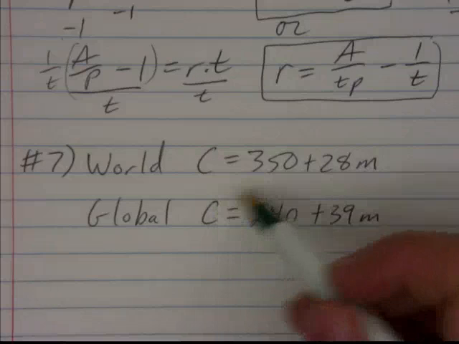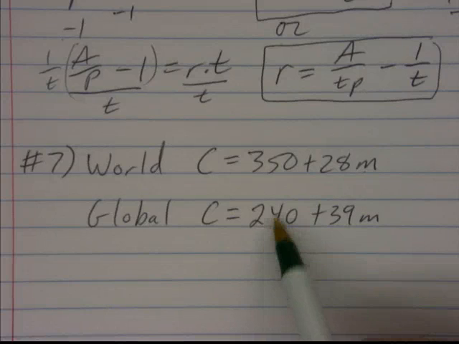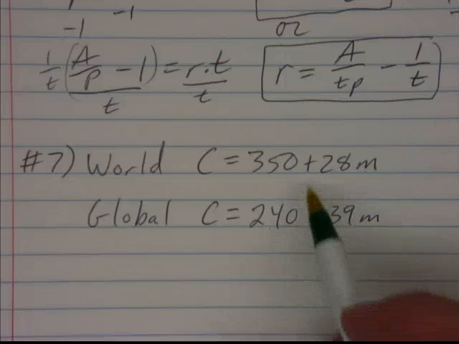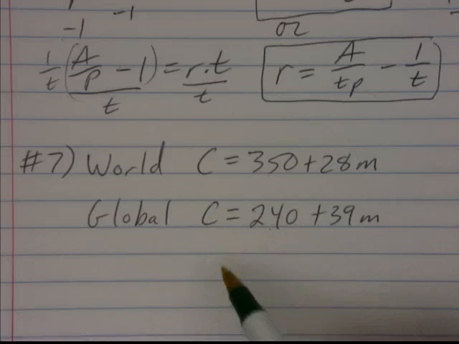Now what we'd like to do is notice that Global is starting out cheaper, but World is going to be cheaper in the long run just because it's less per month. So what we'd like to do is find out the month at which these costs are the same, because before that month, Global is going to be the better buy.